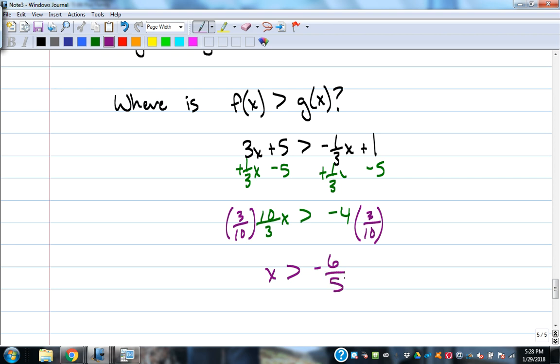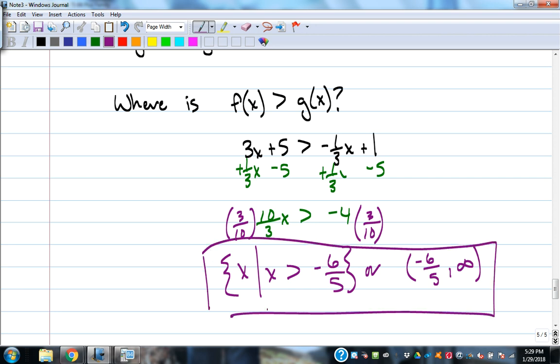The difference is this is the end. You don't have to find the y values that go with that. We're just looking for where that is happening, where x is greater than negative 6/5. That's where f is greater than g. We put that in interval notation would be from negative 6/5 to infinity. Those would be the where.